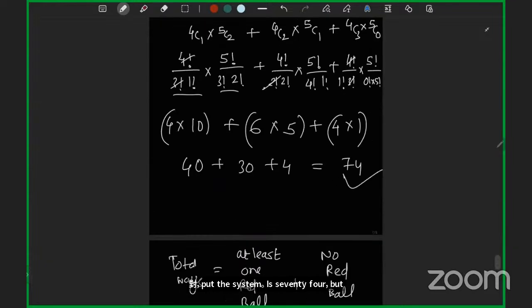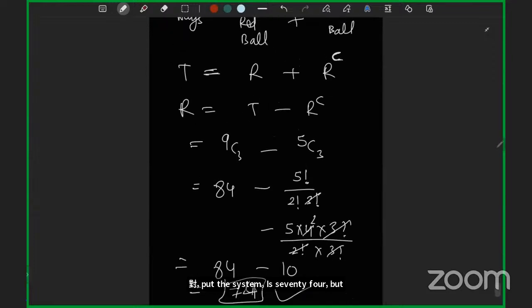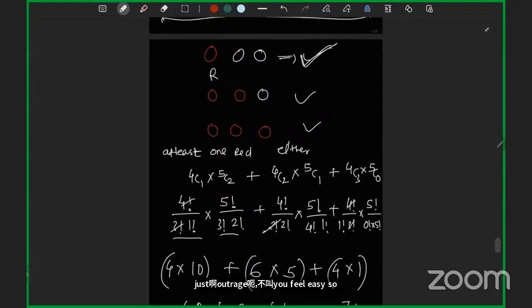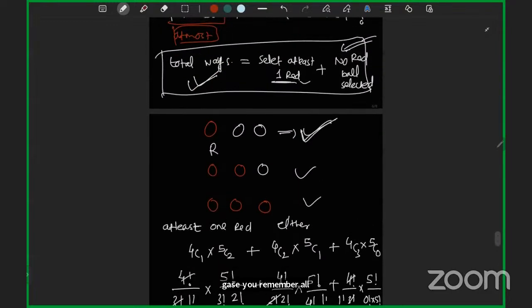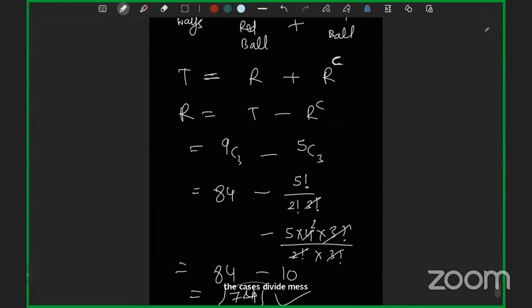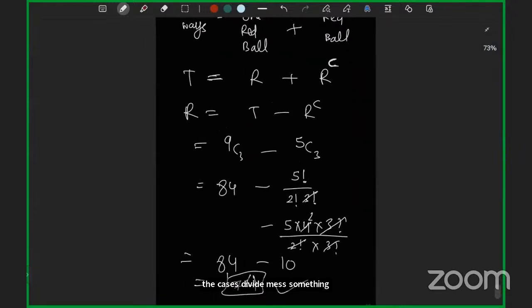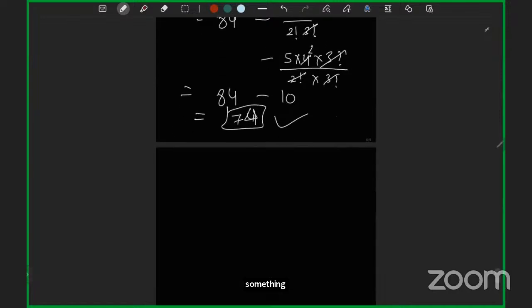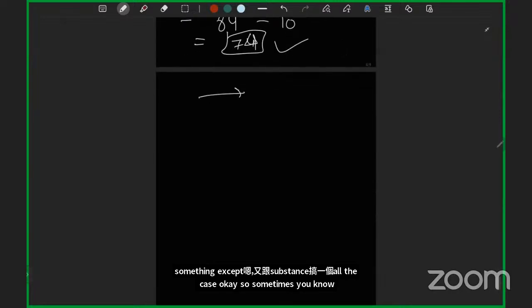So both ways you can solve it, whichever you feel is easy. In this way you have to remember all the cases and you might miss some possibility, but the other way is much easier. You just need to find the complement, or the opposite of what is happening, and subtract it out of all the cases. Sometimes direct solving will not help. You have to go another way and then solve it.